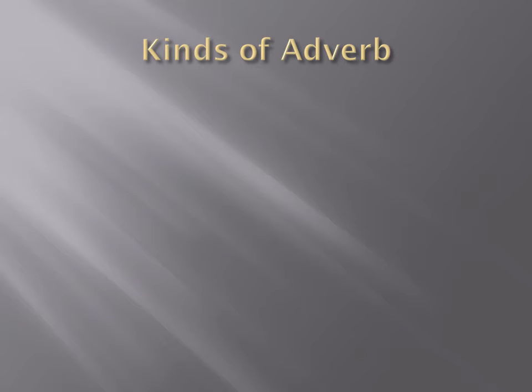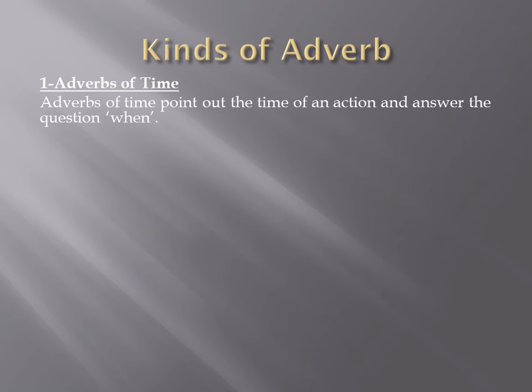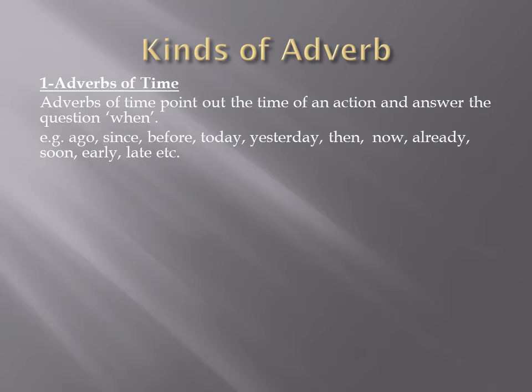Kinds of adverbs. Adverbs of time. Adverbs of time point out the time of an action and answer the question when. For example, ago, since, before, today, yesterday, then, now, already, soon, early, late, etc. Actually, they tell us when the action took place or when the action will take place.